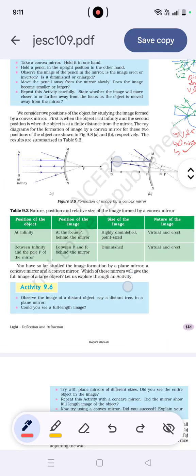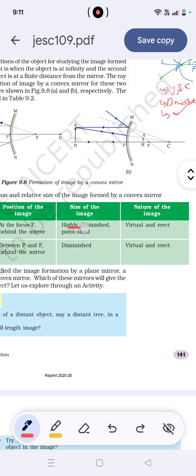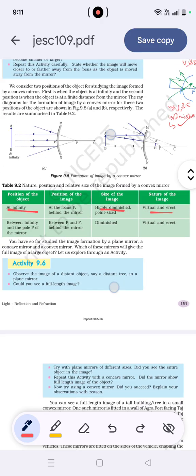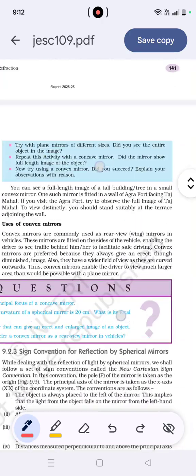See this now. When the object is at infinity, the position of the image will be at the focus behind the mirror, highly diminished, virtual and erect. Between infinity and pole, the image formed will be between P and F, diminished, virtual and erect.